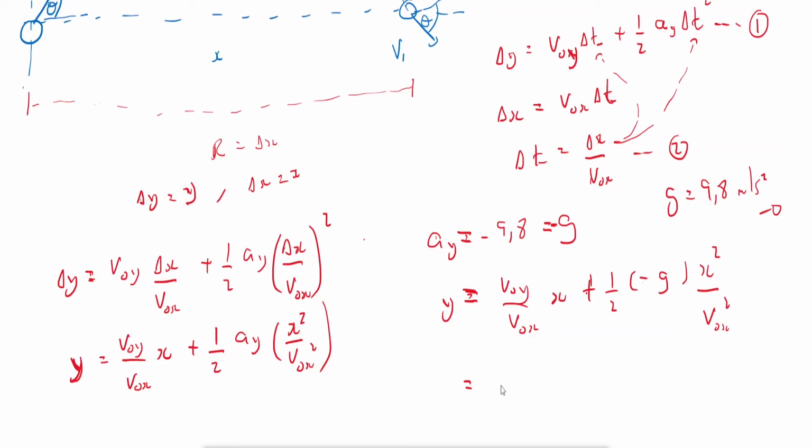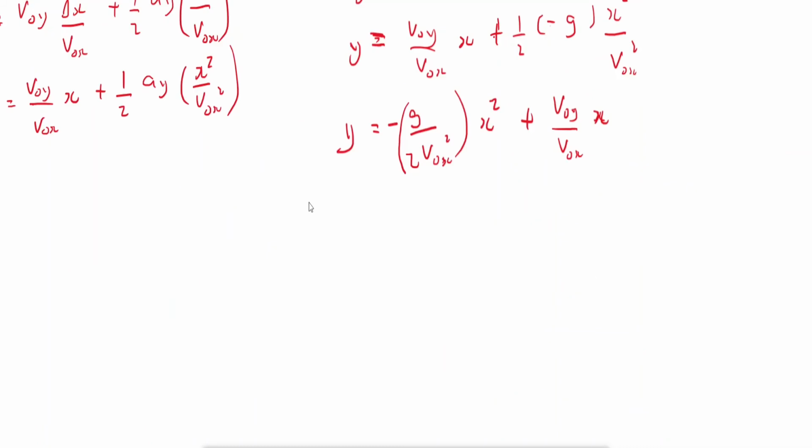Rearranging this, what I get is minus g over 2 v0x squared, times x squared, plus v0y over v0x times x, is equal to y. Now this equation here is like a parabola. I'm just going to show you examples. This is a parabola that is going downwards.